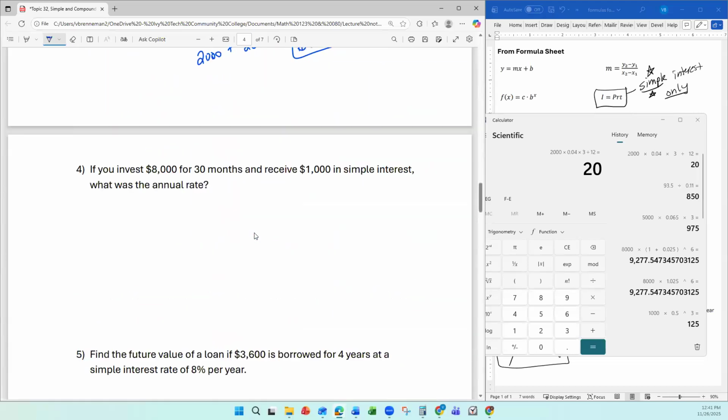Number 4, if you invest 8,000, that's principal, for 30 months. That's 30 divided by 12 years. So that's time. And receive $1,000. That's interest in simple interest. So we have that relationship I equals PRT. What was the annual rate? We're looking for R. So I equals PRT. I is 1,000 equals P is 8,000, R is the unknown, T is 30 divided by 12.